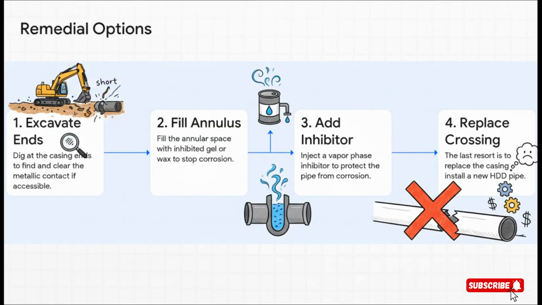Well, in a perfect world, you can just excavate the ends of the casing and find what's causing the short. Sometimes it's just a rock wedged in there or a failed spacer, and you just clear it. Problem solved. But digging isn't always an option.